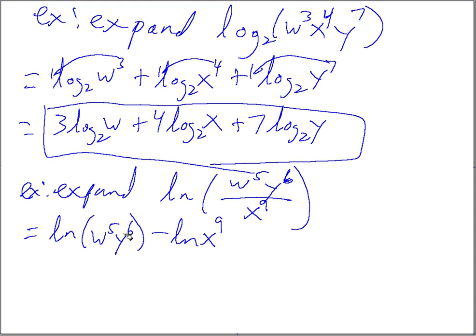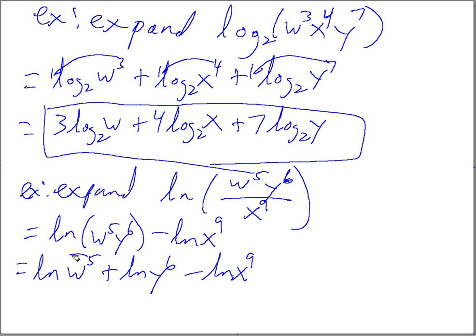But look at this product. That's a product there, right? So we can break it up into a sum. So this is equal to ln of w to the 5th plus ln of y to the 6th, and just bring that down, minus ln x to the 9th. Now, can we see that? So we break up this product into that sum. Alright, anyways, how do we finish it off again?